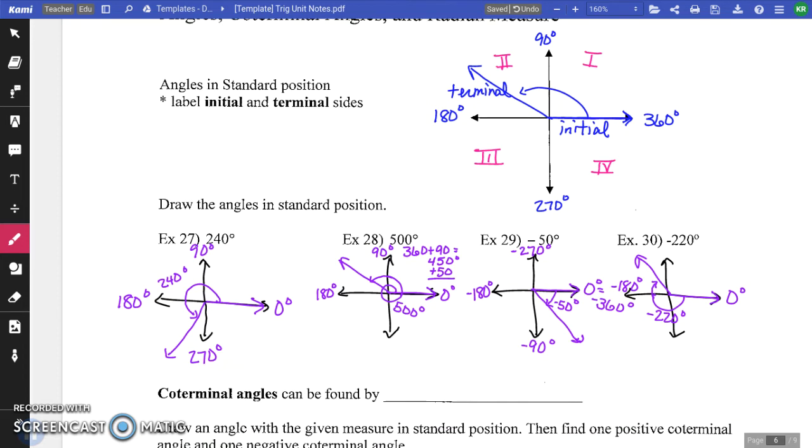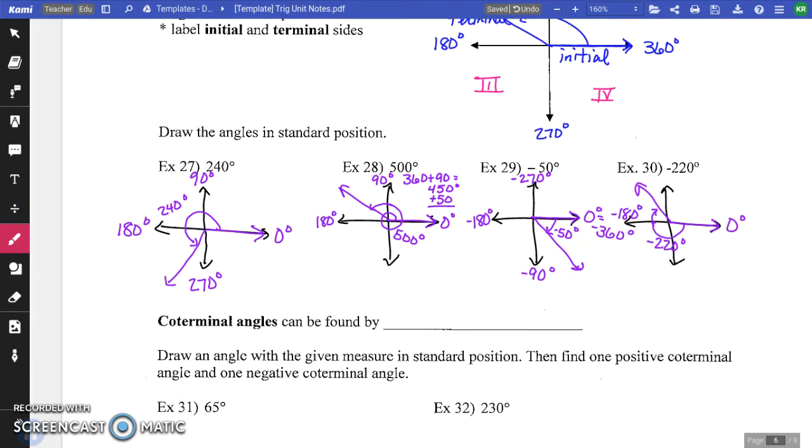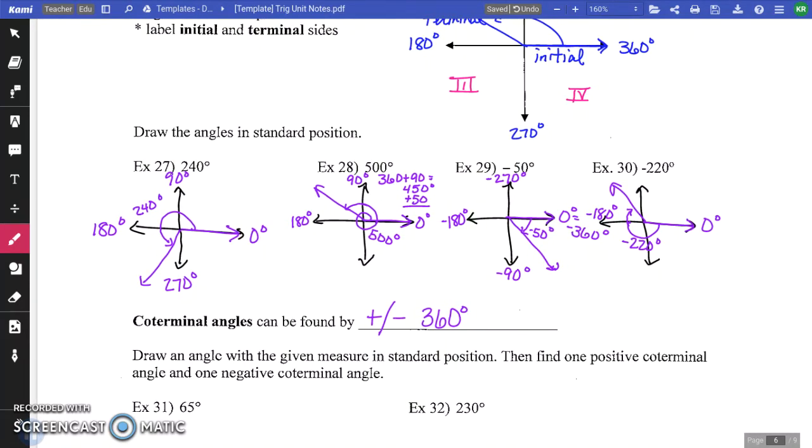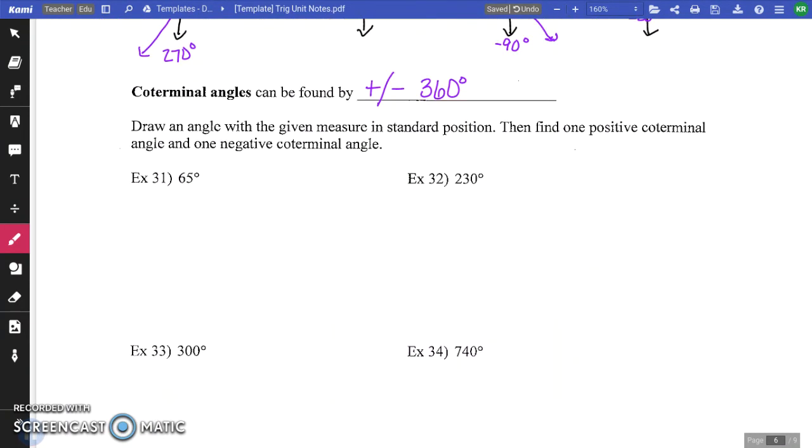Okay, coterminal angles, co meaning more than one, terminal where it stops. Okay, so you can have multiple angles that stop in the same place. Now, they're not the same angle measure, okay, but they stop in the same place. And to find those, you are going to either add or subtract 360 degrees, and that will find you other coterminal angles. Okay, I'll show you what I mean.